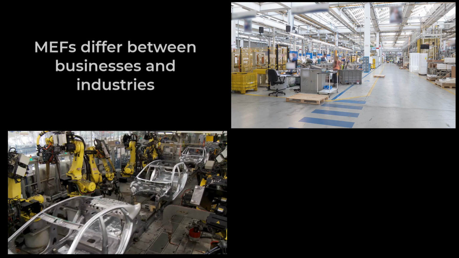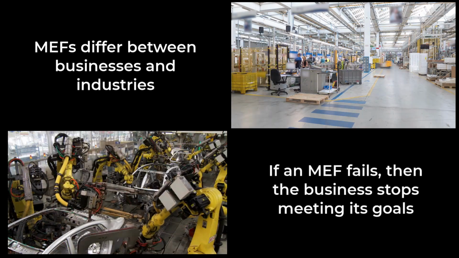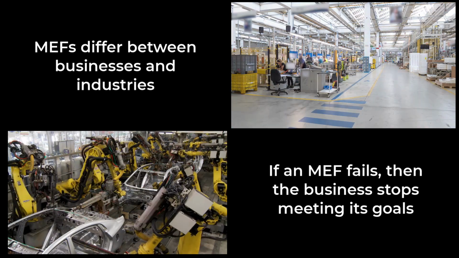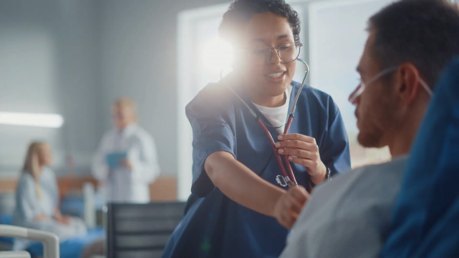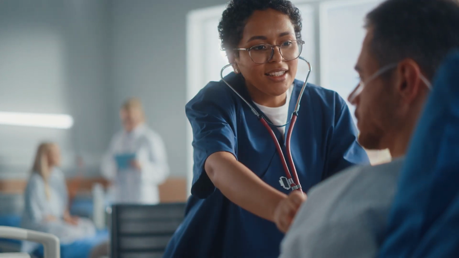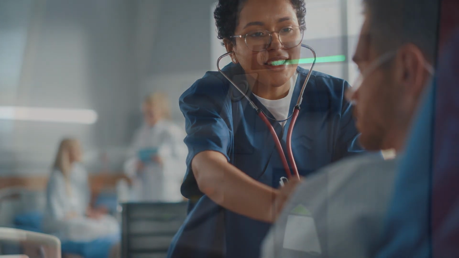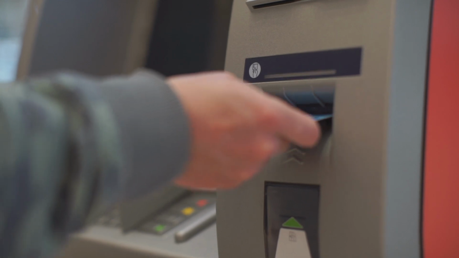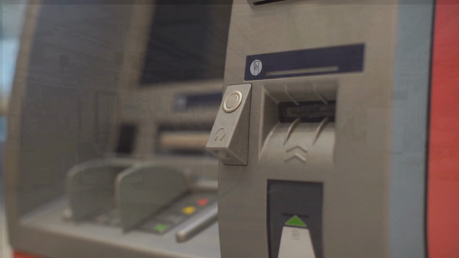MEFs can vary widely depending on the industry and the organization's specific objectives, but they generally represent the core activities that must remain operational for the organization to fulfill its primary mission. Examples of MEFs include the following. A hospital's ability to deliver patient care relies heavily on keeping its electronic health record system up and running, making that system an MEF. In the financial sector, a bank's capacity to process payments and maintain access to customer accounts is critical. Any disruption to these services could jeopardize regulatory compliance and customer trust.